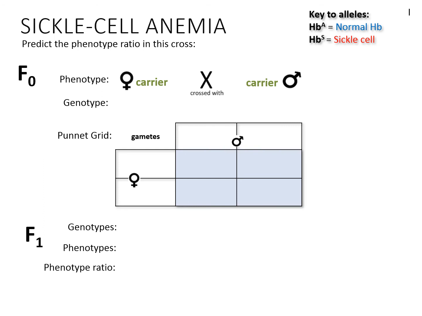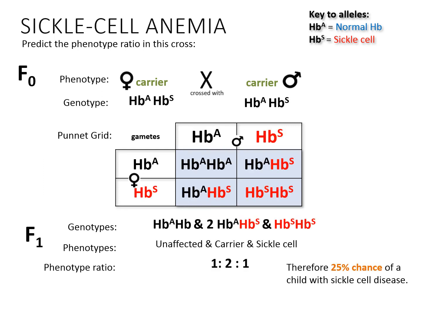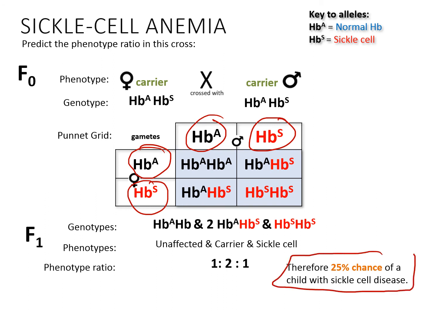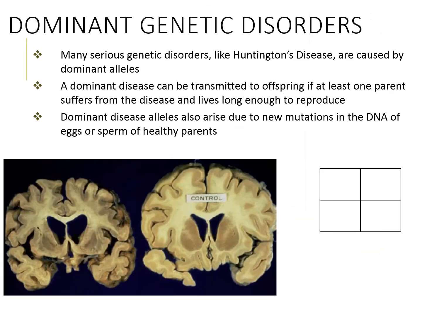Another example, carrier crossed with a carrier. I just gave that one. Sorry, I forgot I gave this example. So HbA will be in half of one parent's gametes. HbS will be in the other half. Same thing for mom. And then you get the following ratio as shown here. I'll let you read through it at your own speed. But basically, there's a 25% chance this couple will have a child with sickle cell anemia.